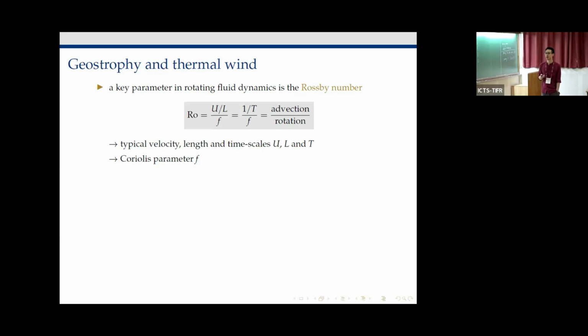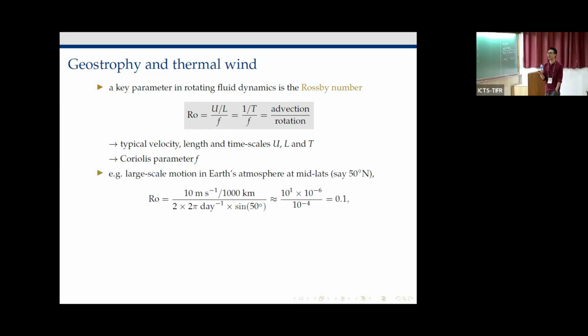In rotating stratified fluid dynamics, one of the key parameters is the Rossby number. The Rossby number is a ratio between the rotation timescale and the advection timescale. So when you talk about rotationally dominant, you have to measure it relative to something. In this case, it's really the dynamical advection timescale.